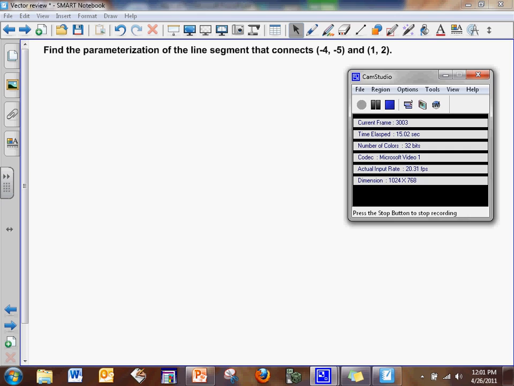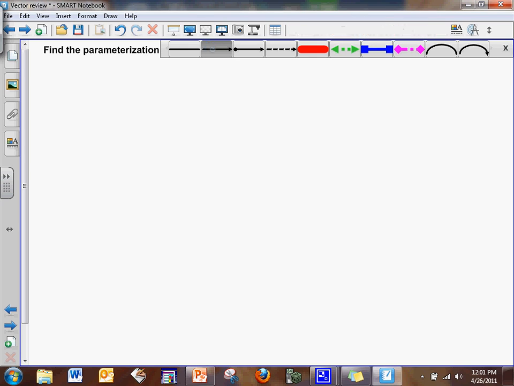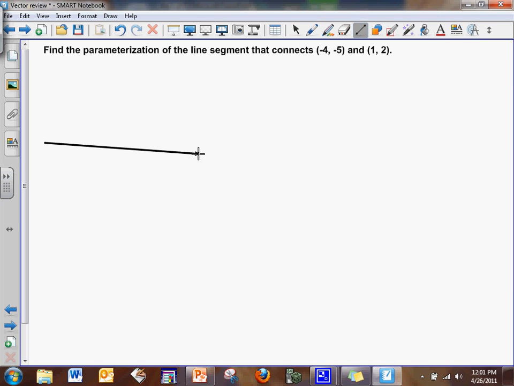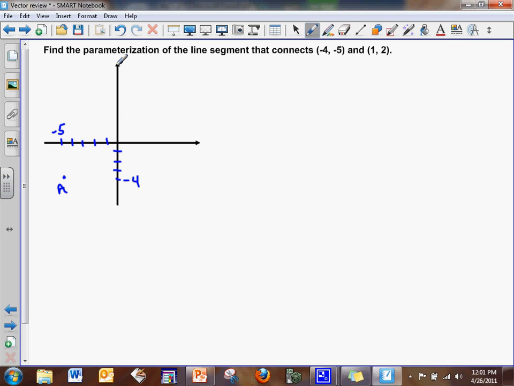So visually, what we got going here is, I'm just going to quickly sketch an x and a y axis. All right, and then let's see, we're going -4, -5, so 1, 2, 3, 4, 5. 1, 2, 3, 4, so -5, -4. Here's my first point, I'll call it A. And then my second point is at 1 up 2. 1 up 2, I'll call that B.